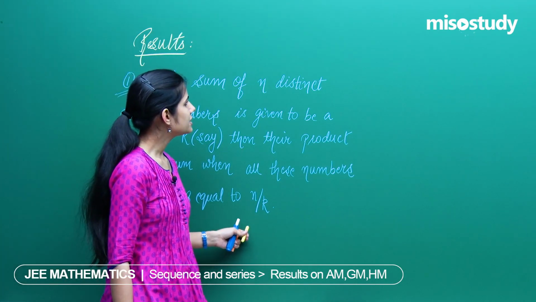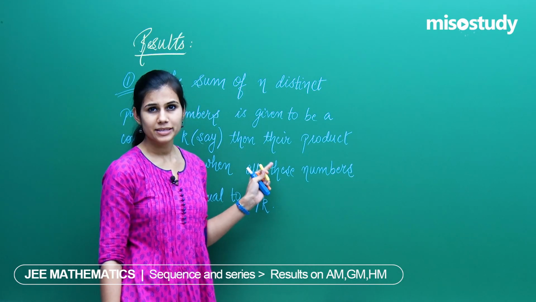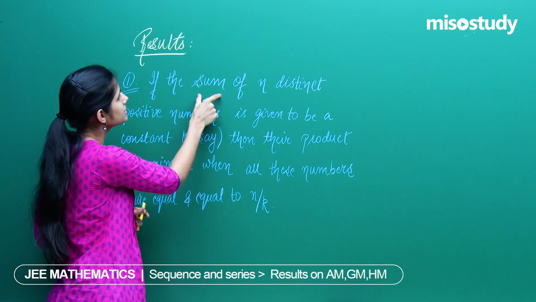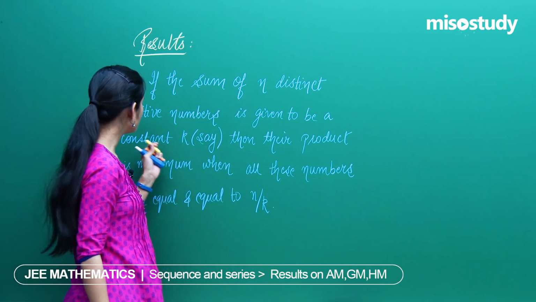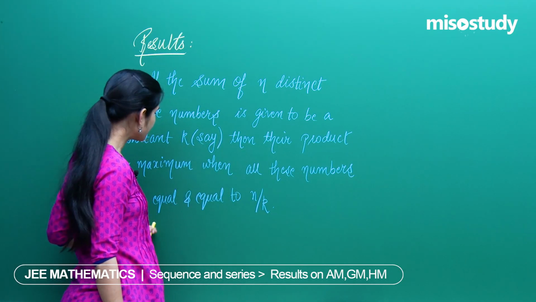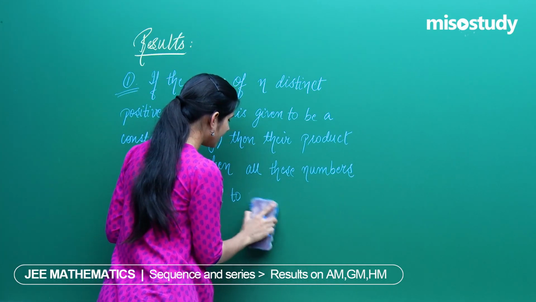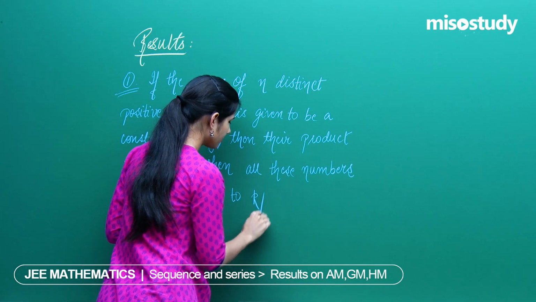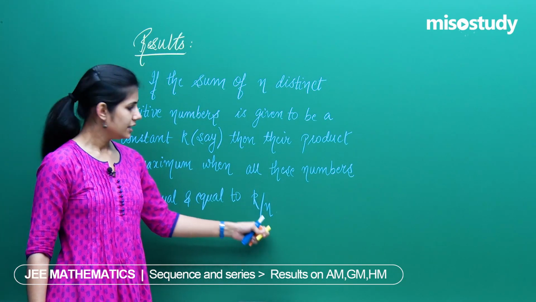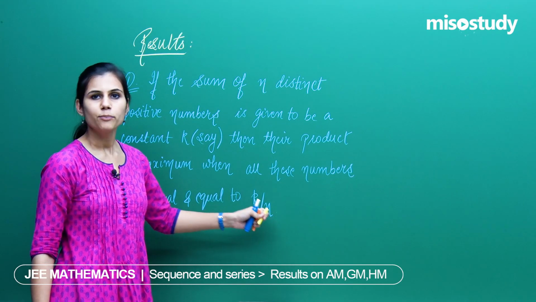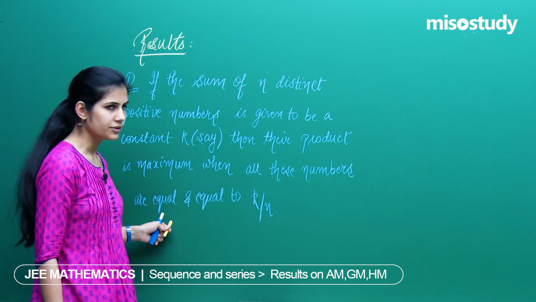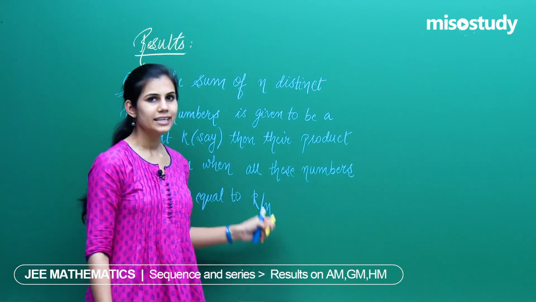So over here, what I have basically done is, I am saying that if the sum of n distinct positive numbers is given to be a constant k, then their product is maximum when all these numbers are equal and equal to k by n, the constant upon the number of terms. That's what I am talking about. Each number out of these n numbers will be equal to k upon n.